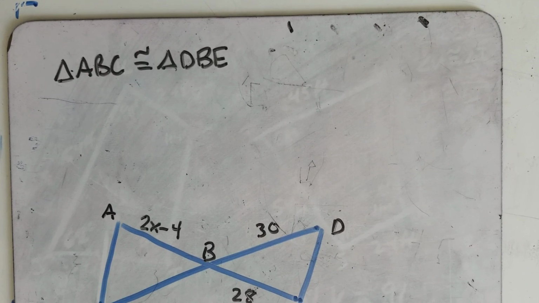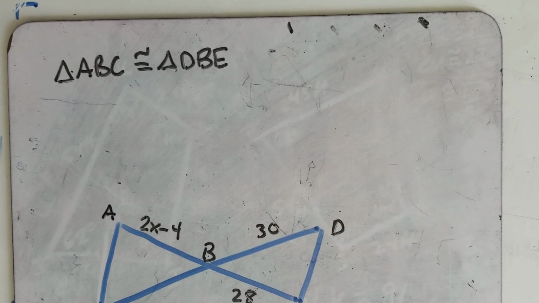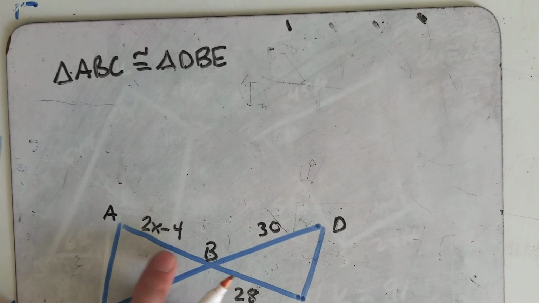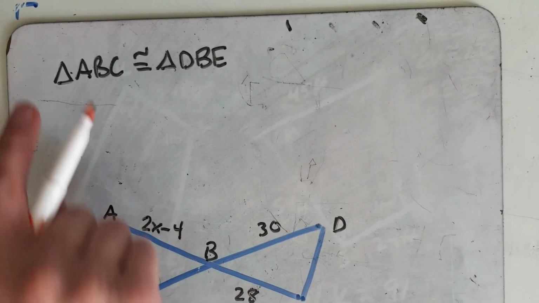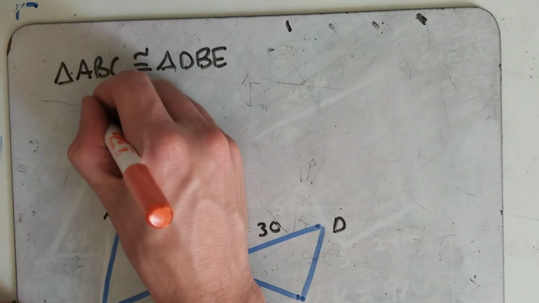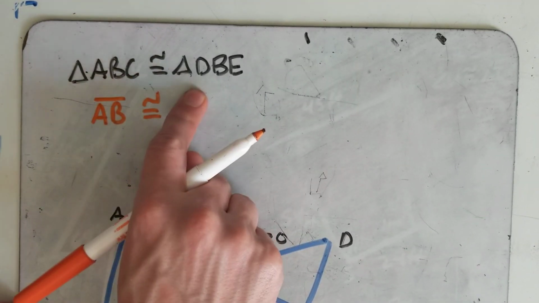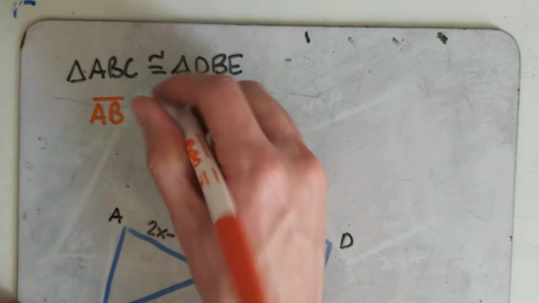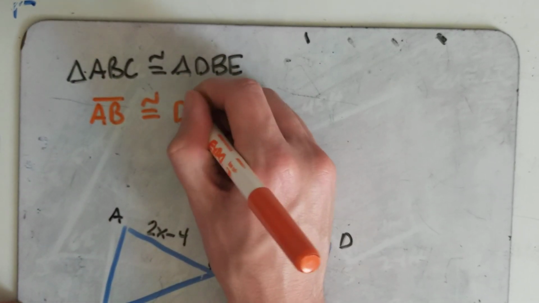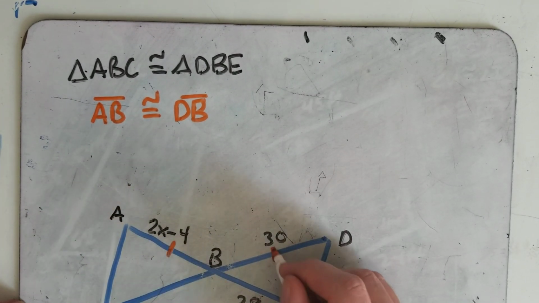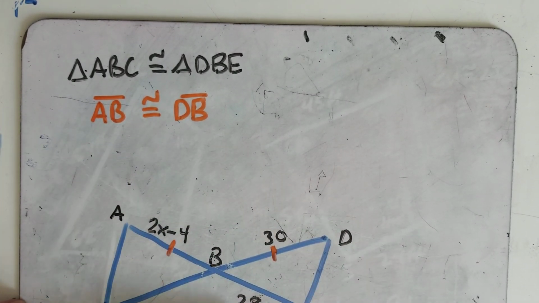Now, instead of writing all the statements, I'm just going to write the statement that I need. Since we're trying to find the value of x, let's look at the side that we have. We have side AB. So in this triangle, we have side AB. And that's going to correspond with, well, if we use the statement, AB goes with DB. So that's going to correspond with DB. And if you want to mark it off, AB is going to be congruent with DB.